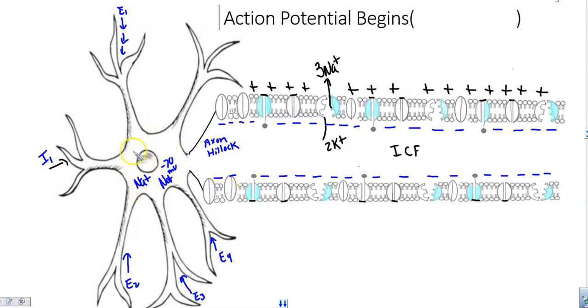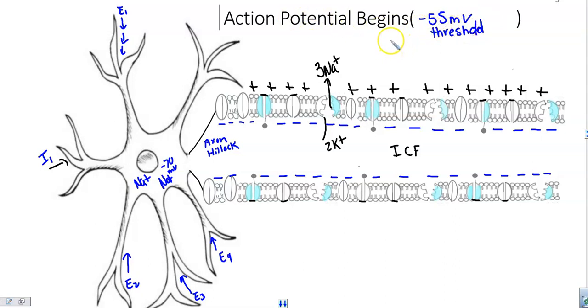If this increases enough, and the magic number for enough is negative 55. If that negative 70 goes to a negative 55, something special is going to happen. And so I'm going to write negative 55 millivolts here because that's when our action potential starts. That is known as threshold. If we don't get to negative 55, that's called sub-threshold. If we get below that number, that threshold, we're not going to get an action potential. But if we get to the negative 55, then an action potential is going to happen.